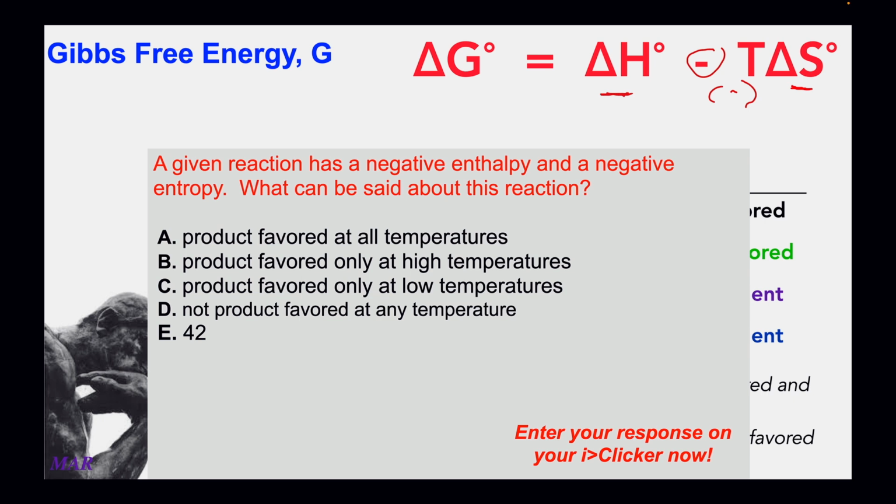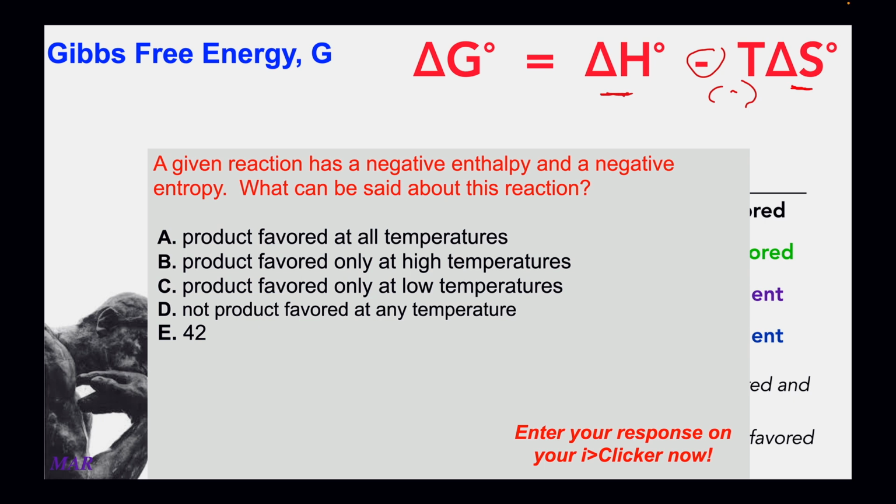So what we have here is a temperature dependent situation. Notice that both delta H and delta S have the same sign. They're both negative. And if they're both negative or if they're both positive, that means temperature is going to play a factor. Now in this case, entropy is negative. And so if the temperature is big enough, then negative T delta S will overpower delta H. So at higher temperatures, this reaction will have a positive delta G.